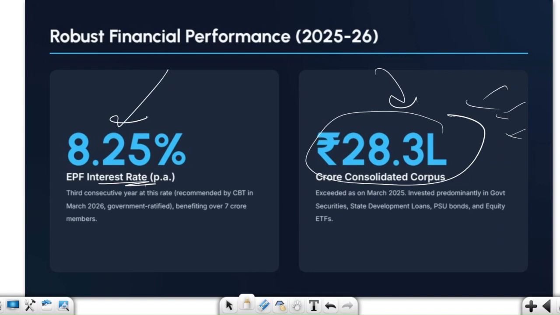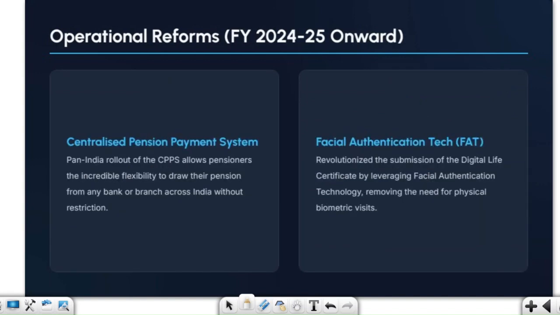Right, this is huge. This is not an individual's corpus, of course, it cannot be possible, right? It is about the complete accumulated fund. Next, operational reform. See here, they have brought a centralized pension payment system.